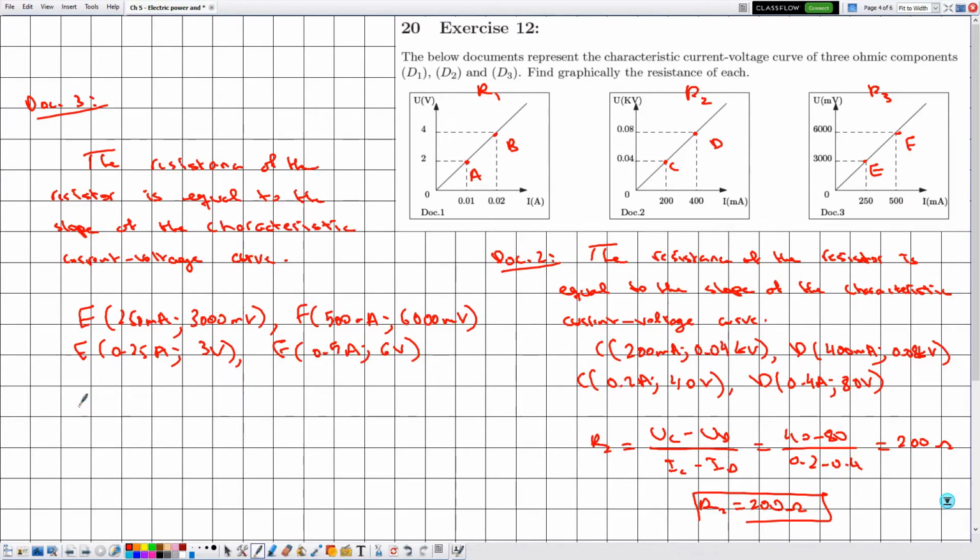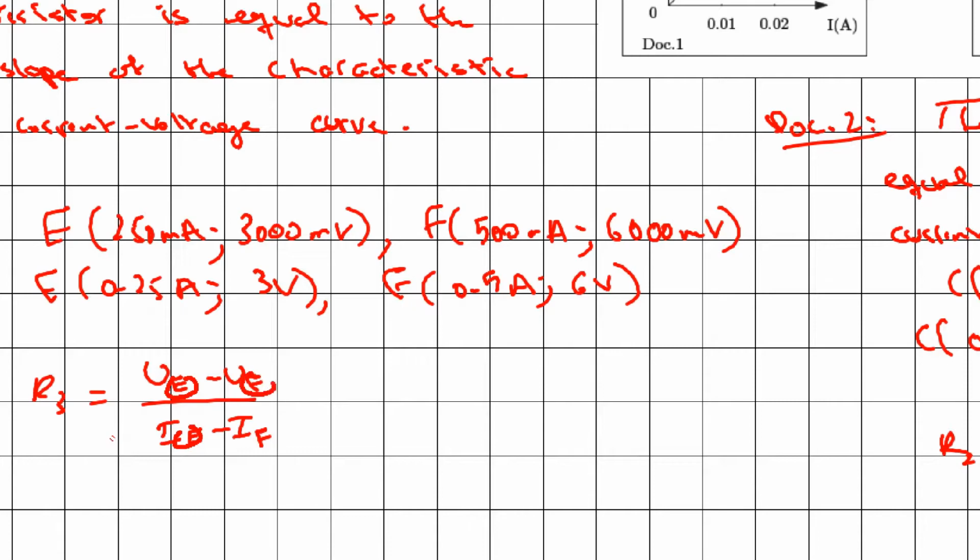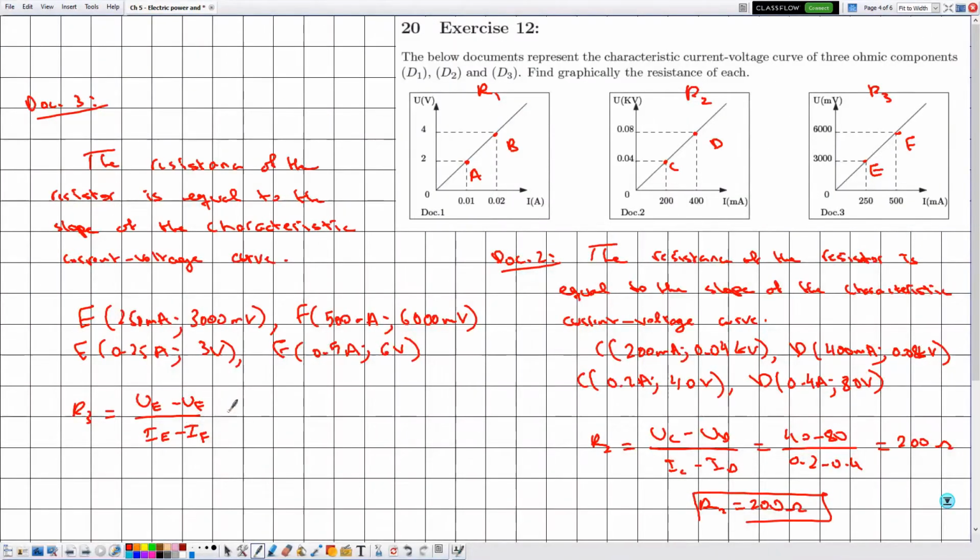So now we are ready to calculate the resistance, which is denoted by R3, which is equal to UE minus UF over IE minus IF. As you can notice, we always start with the same point and end with the same point, independent of whether we start with E or with F. So 3 minus 6 divided by 0.25 minus 0.5. Now plugging this fraction on the calculator, we have that the value of the resistance is 12. Since everything previously is expressed in the SI, the value of R3 will be in the SI, which is ohms.